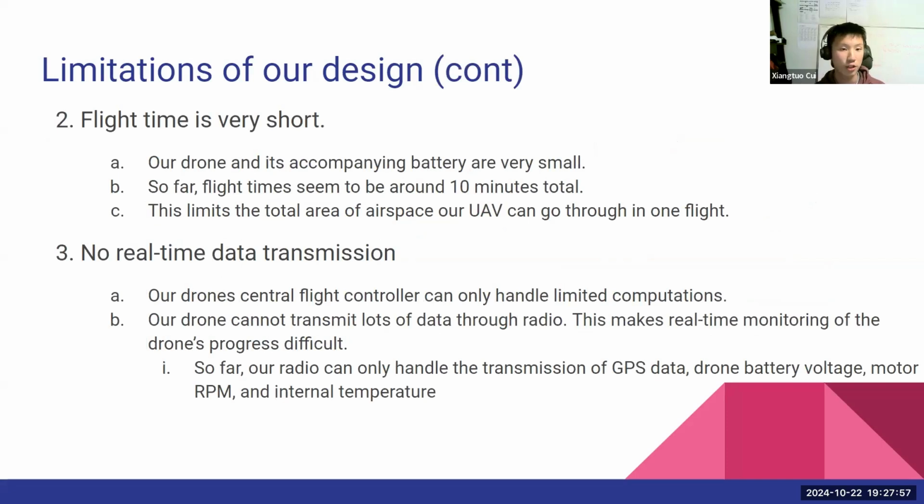Second, our flight time is much shorter compared to other drones, so that limits the amount of data that our UAV can collect in a single flight. And third, our drone's radio is unable to transmit real-time sensor data, which limits the amount of real-time monitoring that we can perform.